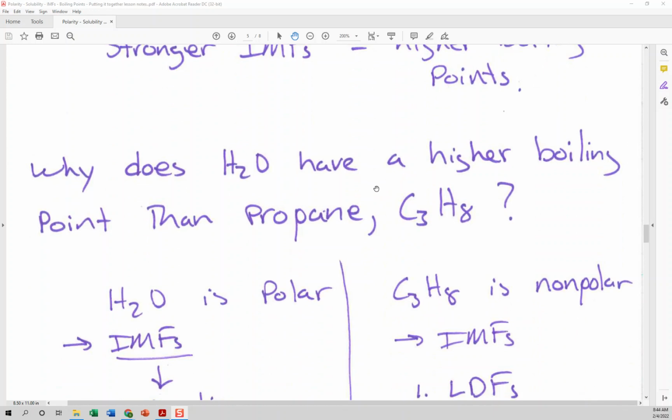So why does H2O have a higher boiling point than propane, right? Propane, we use that in our gas grill. It's a gas right now. Water is a liquid, right? So all the propane at this temperature is vaporized, but the water is still a liquid. That must mean water has stronger IMFs, okay? It has a higher boiling point, so it has stronger IMFs.